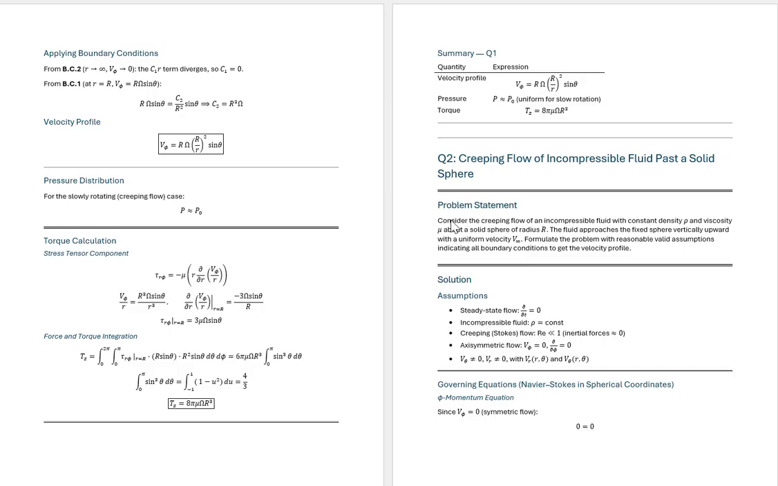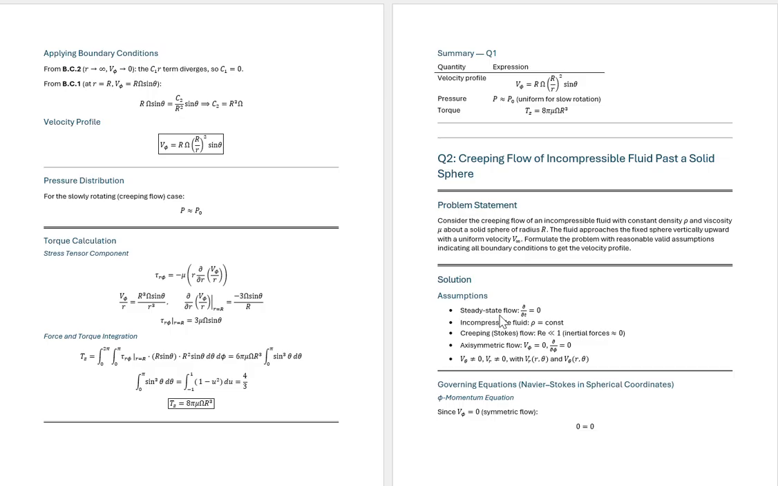Now, starting with the second question, the problem states that consider the creeping flow of an incompressible fluid with constant density and viscosity about a solid sphere of radius R. The fluid approaches the fixed sphere vertically upward with the uniform velocity V infinity. Formulate the problem with reasonable valid assumptions, indicating all boundary conditions to get the velocity profile.